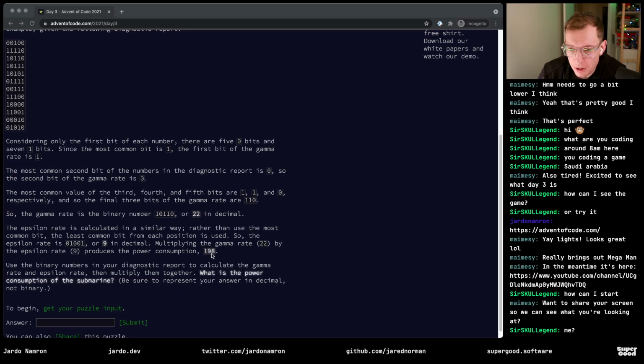Okay. Use the binary numbers in your diagnostic report to calculate the gamma rate and epsilon rate, then multiply them together. What is the power consumption of the submarine?